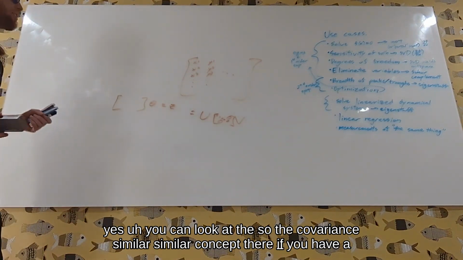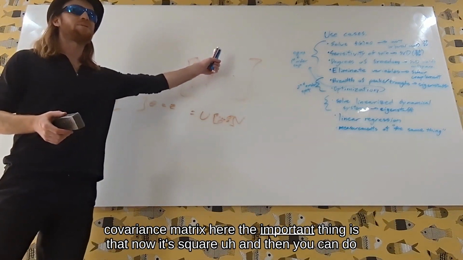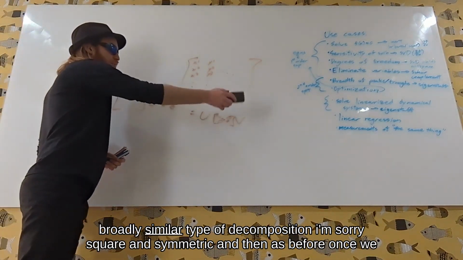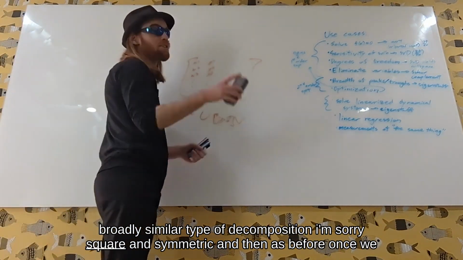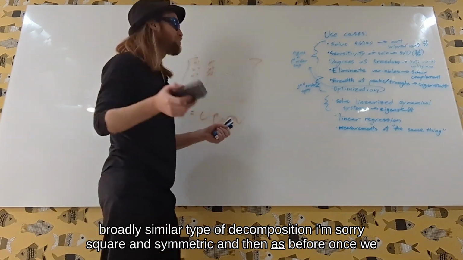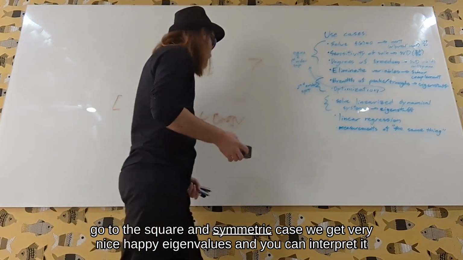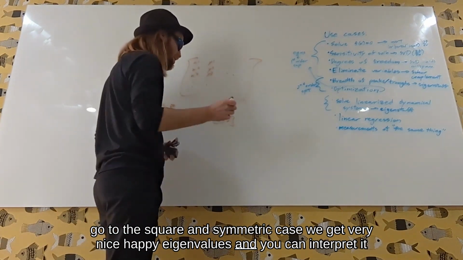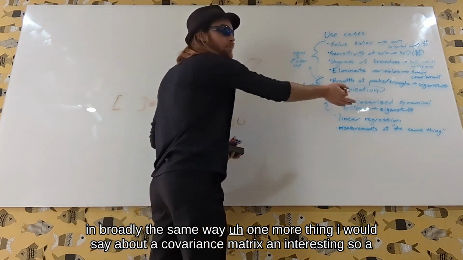Similar concept there. If you have a covariance matrix, the important thing is that now it's square, and then you can do a broadly similar type of decomposition. Square and symmetric. And as before, once we go to the square and symmetric case, we get very nice, happy eigenvalues. And you can interpret it in broadly the same way.